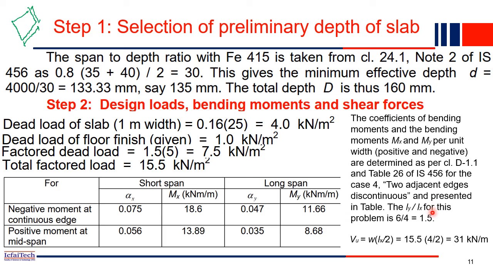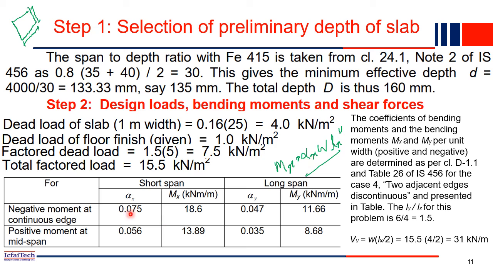So for the 1.5 Ly by Lx value, we have to find out the alpha x and alpha y values from Table 26. You will get these values anyway. 0.075 is alpha x, right? Alpha x into w Lx square gives you Mx. We already wrote the formula here, and I'll write it again. So Mx will be nothing but alpha x w Lx square. This is the formula for Mx, right? Similarly, My will be alpha y w Ly square.